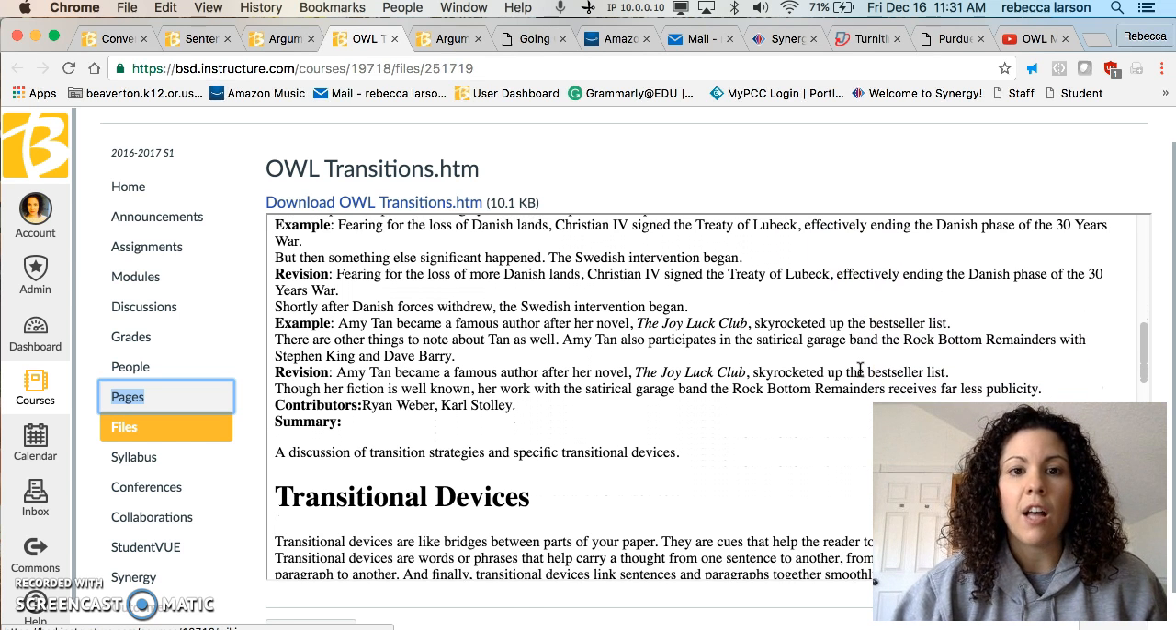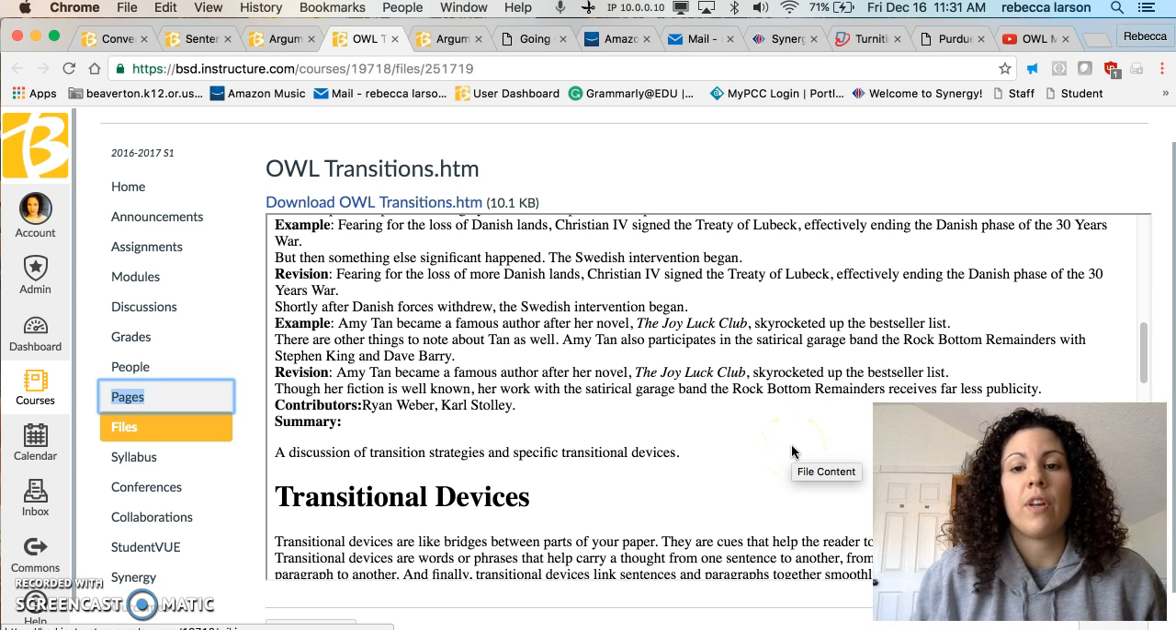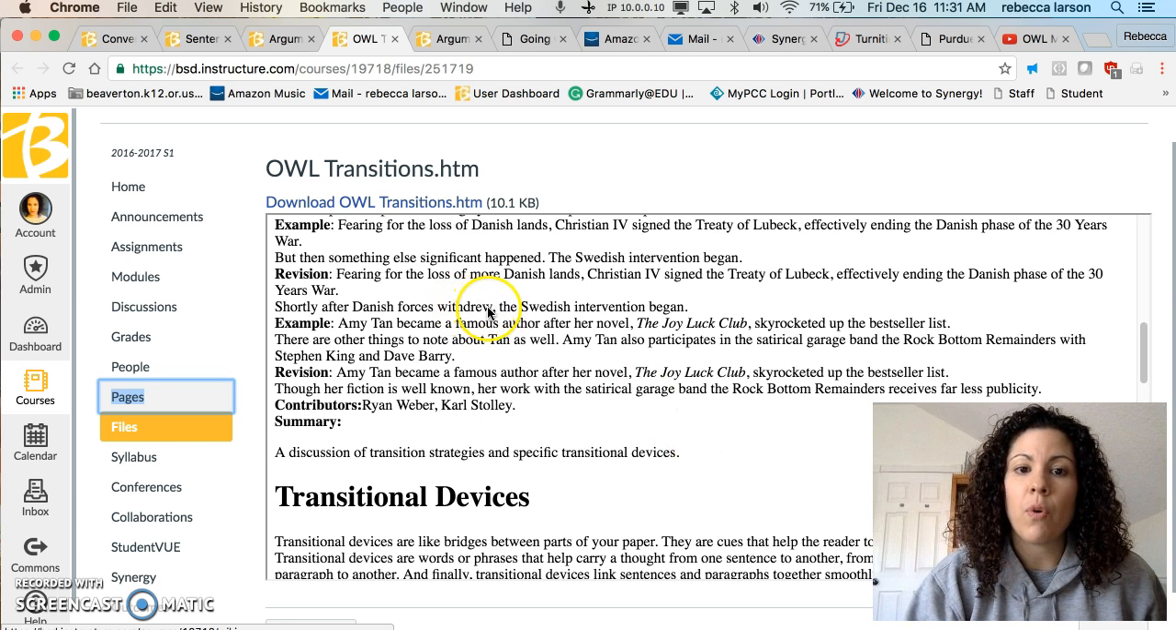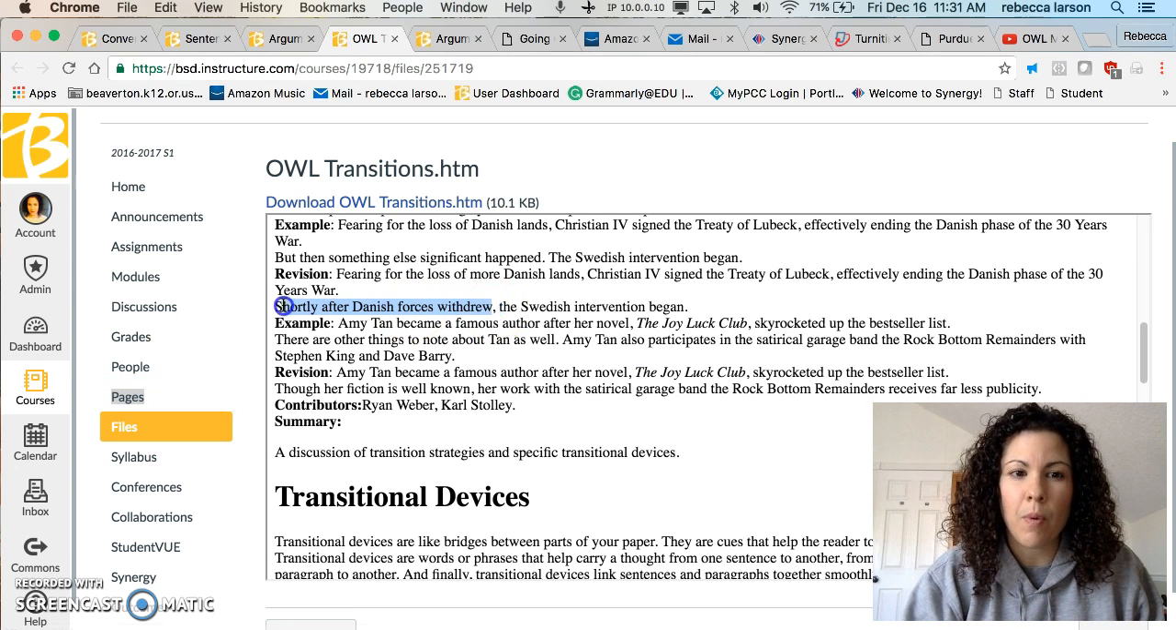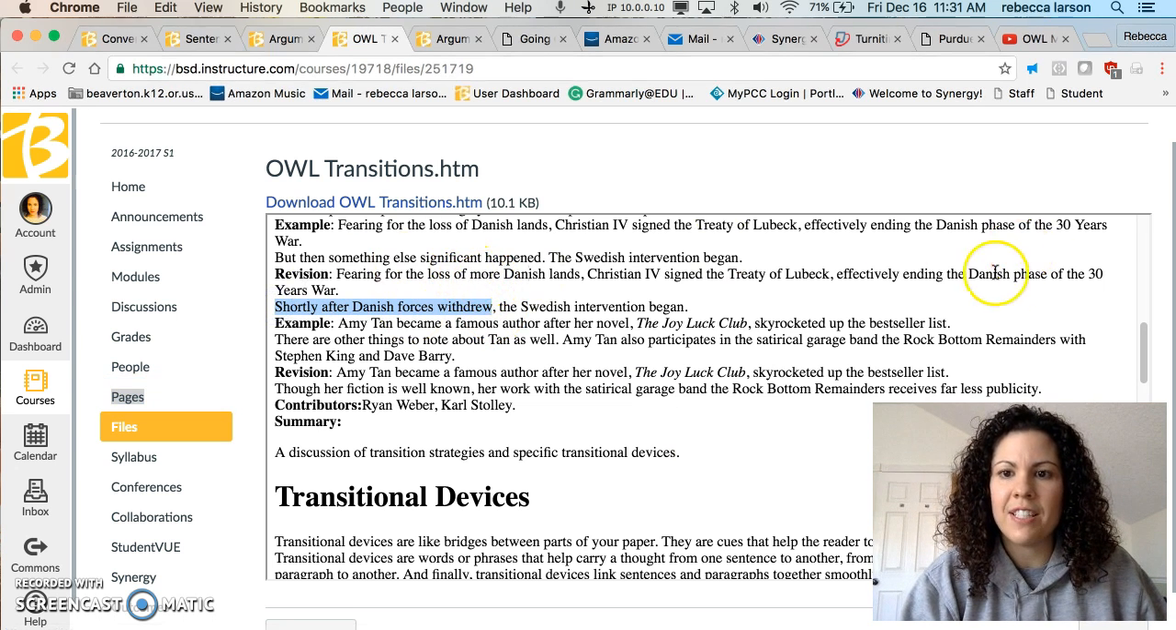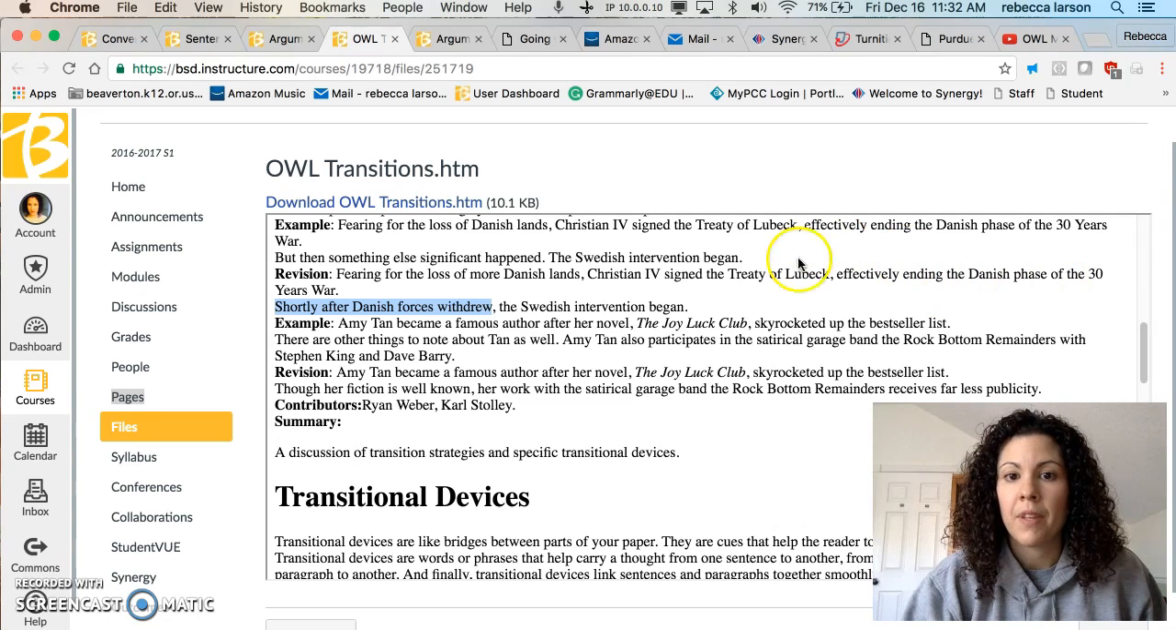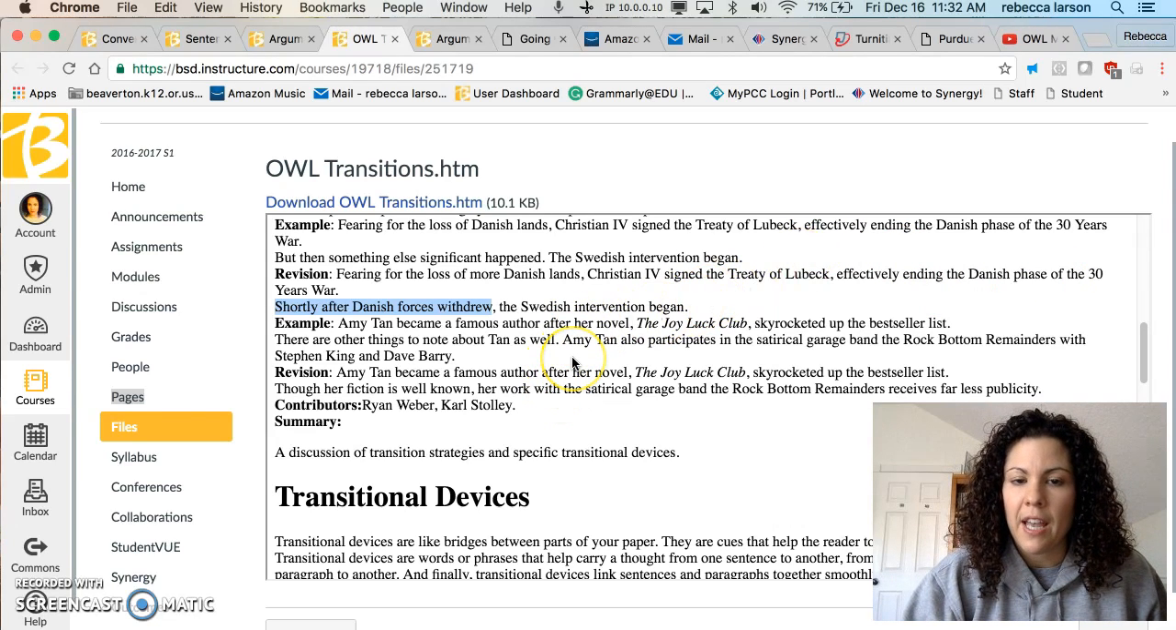Here we have, fearing the loss of Danish lands, Christian IV signed the Treaty of Lubeck, effectively ending the Danish phase of the 30 Years' War. But then something else significant happened. The Swedish intervention began, right? Very simplistic. So a little better would be something to say, fearing the loss of more Danish lands, Christian IV signed the Treaty of Lubeck, effectively ending the Danish phase of the 30 Years' War. Shortly after Danish forces withdrew, the Swedish intervention began. Do you see that? This is what we want to do. Connect that idea of ending the Danish phase. That's what we're doing. We're connecting those two things.